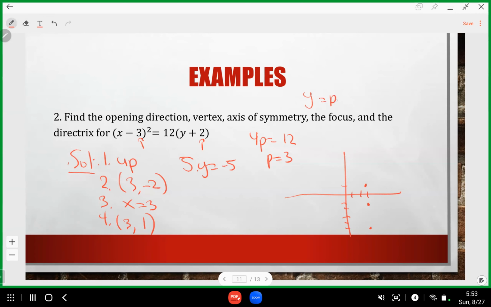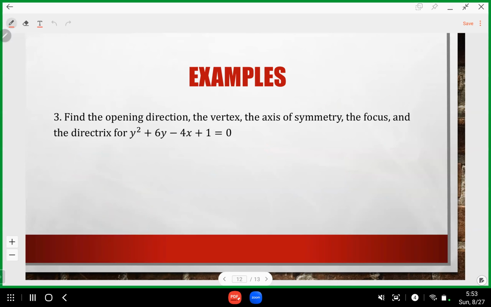So the directrix in general could be y equals k minus p, or y equals p minus k depending on the orientation. So make sure you're careful. Always draw this, right? Always draw this.